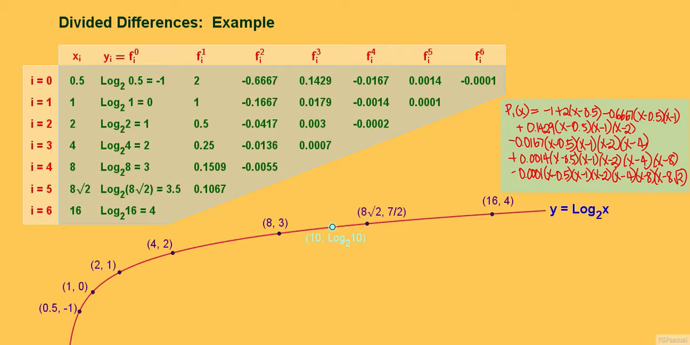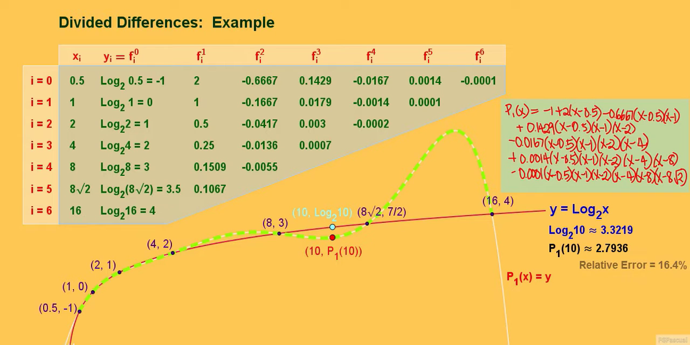To see how well p sub 1 of x approximates the logarithm of x base 2, here is the graph of p sub 1. The section of the polynomial from the left endpoint to the right endpoint is this section, with p sub 1 of 10 marked by the red dot. The base 2 logarithm of 10 is 3.3219 up to 4 decimal places. The value of p sub 1 of 10 as an approximator is 2.7936. This estimate gives us a relative error of 16.4%.